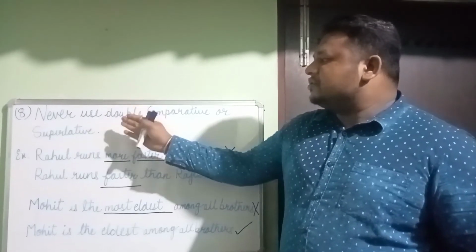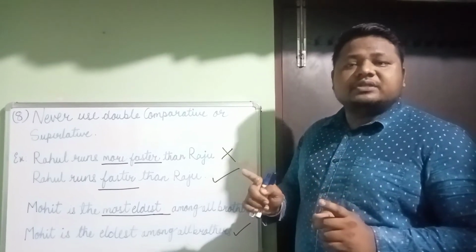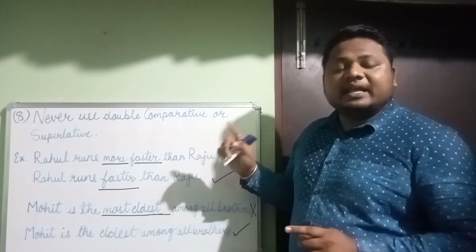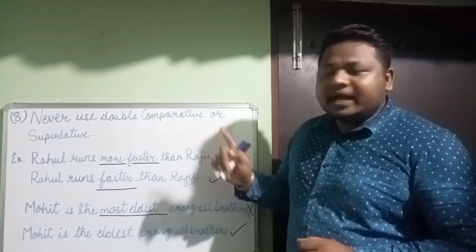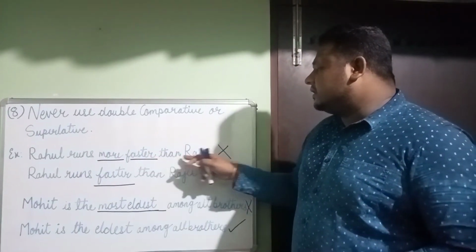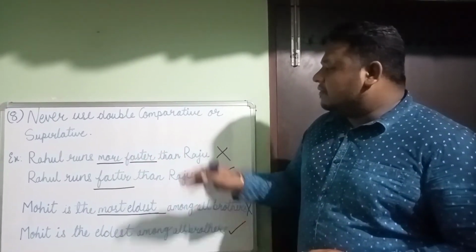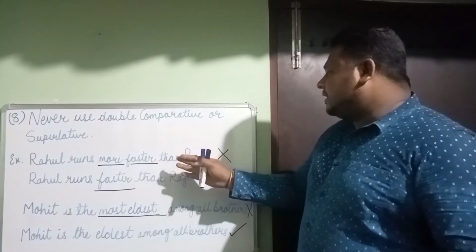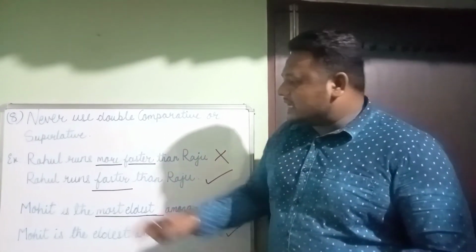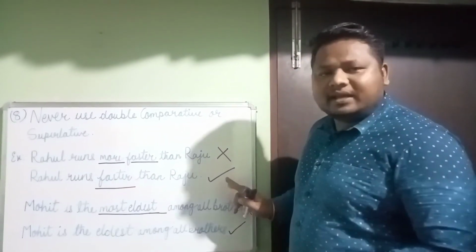Number 8. Never use double comparative or superlative. It means if we use double adjectives for comparative or superlative degree, then it will become wrong. Let us see some examples. Rahul runs more faster than Raju. Here we have used two adjectives for showing the comparative degree. So here the sentence will be incorrect. Now if we say the same sentence as Rahul runs faster than Raju, then this will be correct.